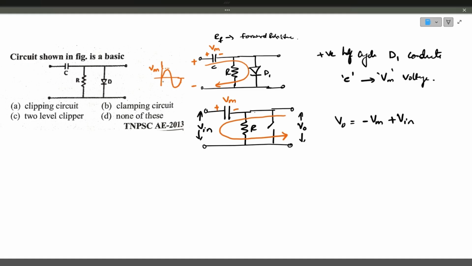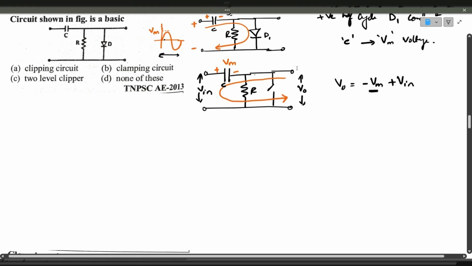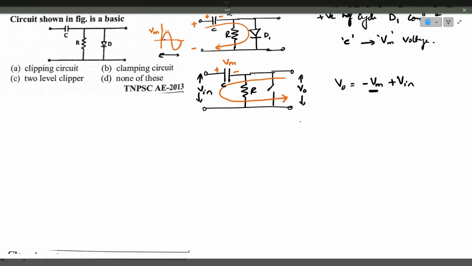Okay. So the first cycle, sinusoidal waveform, when the input voltage is applied for the first cycle, what happens is positive half cycle, the diode will be charged. From next cycle onwards, the output will be minus Vm, the voltage across the capacitor C, plus Vin. This will be the output voltage. So you are shifting the base voltage to minus Vm. The output waveform will be like this.